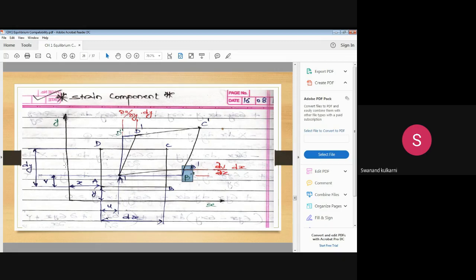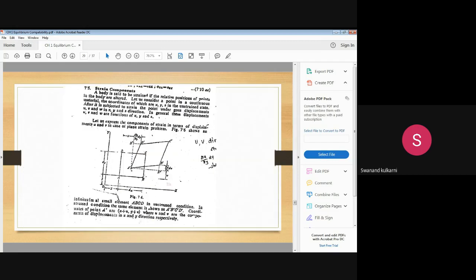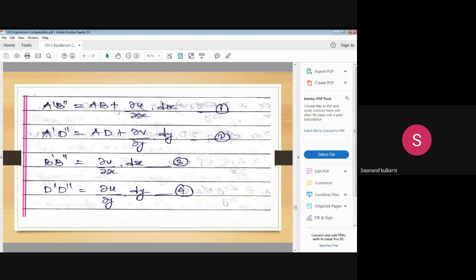So in the last lecture we have seen these particular things, and we are now familiar with this. Is it okay? So with this, we have framed these equations.